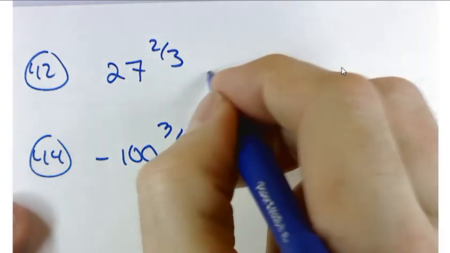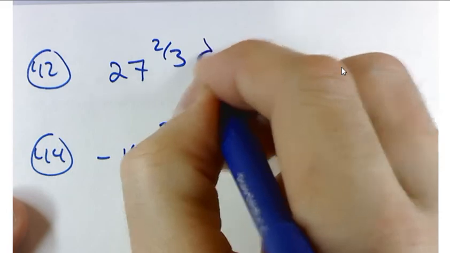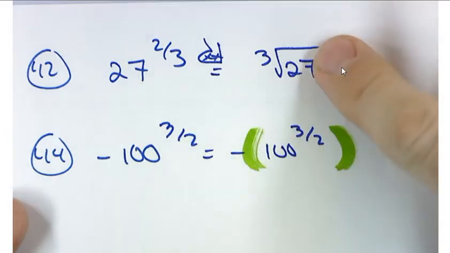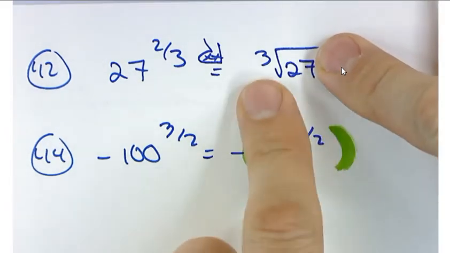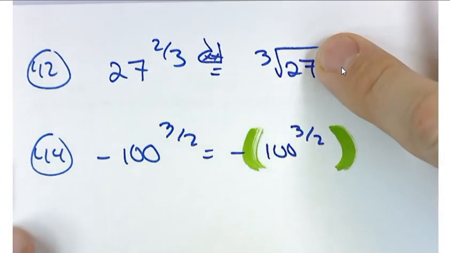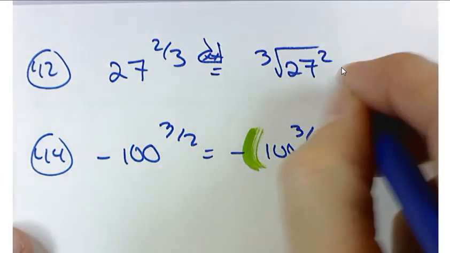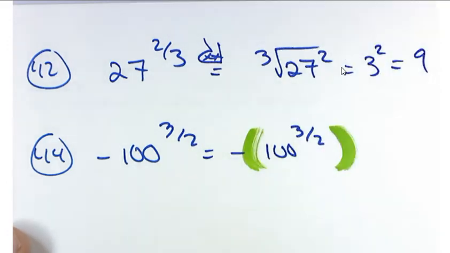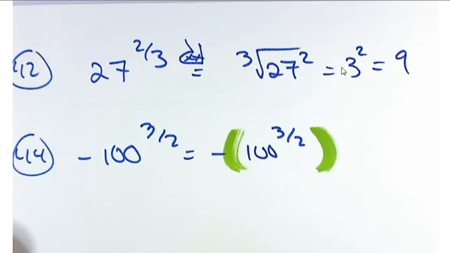Okay, so for the first one, let's draw ourselves a little boot here. The 3 comes over, the 2 drops down. Start with the cube root. Start with the power of the radical here, because that's going to make this a smaller number. Not that you can't get this off your calculator; I encourage you to be able to do both. 3 squared is 9. Yay, done.